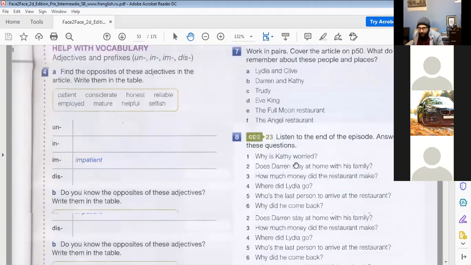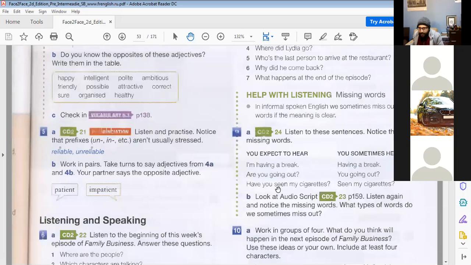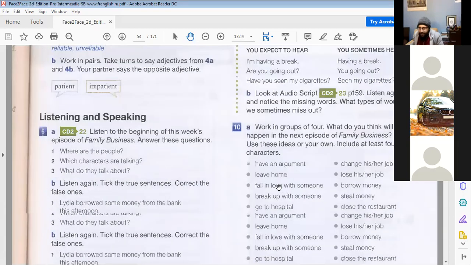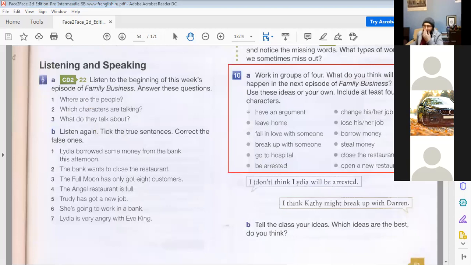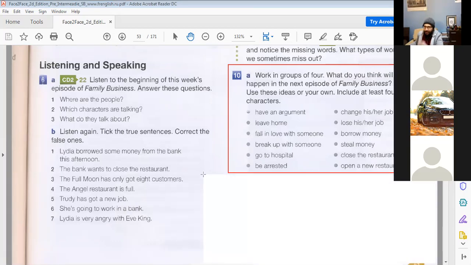All right, so let's see our next exercise, number 10. This is a nice exercise. Okay, so what do you think will happen in the next episode of Family Business? Use ideas and include at least 4 characters. So let's write the next episode. So Nick is back. There's a fire in the Angel restaurant. What do you think is going to happen? What do you think? Leave home. Who's going to leave home?